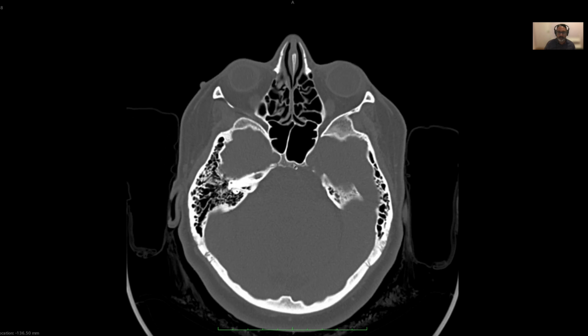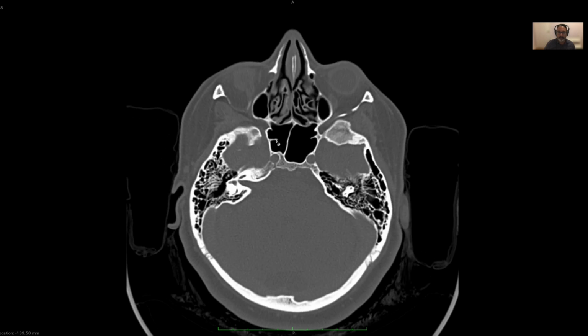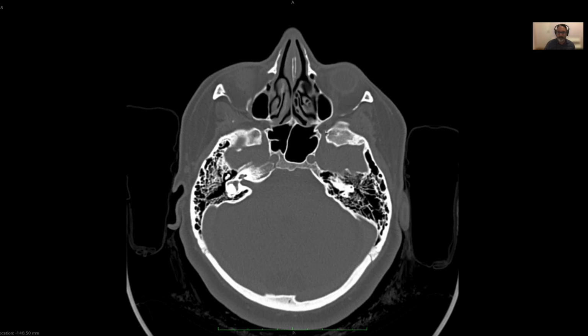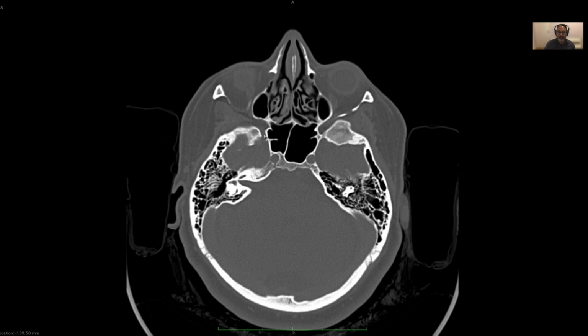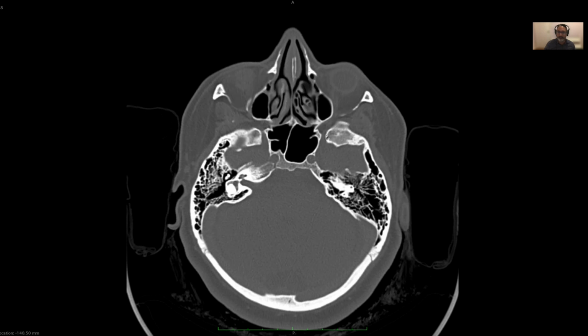And then the next major foramen, it should pop up here. There you go, one pops up here. There was another one, the same one will pop up on the other side. This is foramen rotundum. And foramen rotundum carries V2, the maxillary branch of the trigeminal nerve.